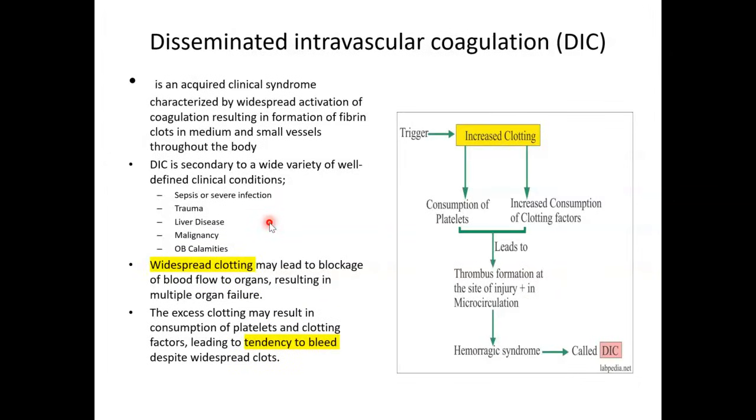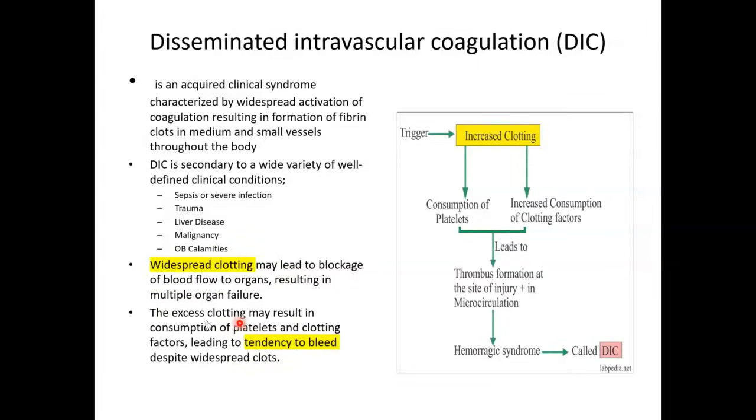So what happens when somebody goes into DIC? They come in for something else and all of a sudden they have this new horrible diagnosis of DIC. It's a widespread clotting that may lead to blockage of blood flow to organs, resulting in multiple organ failure. So all of a sudden the body just starts making clots. Bad. You can imagine these clots traveling around in the vessels and just blocking blood flow to all the organs.